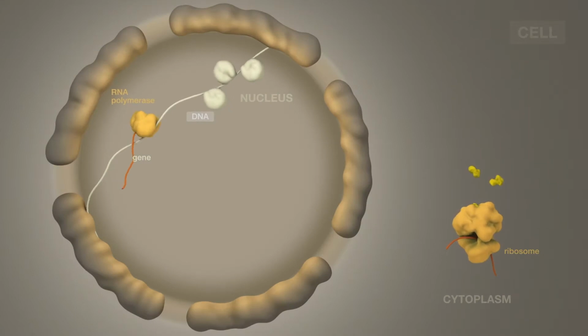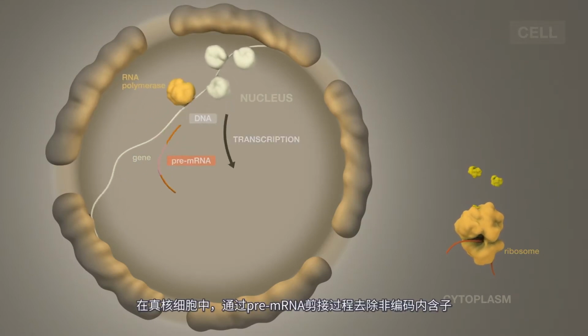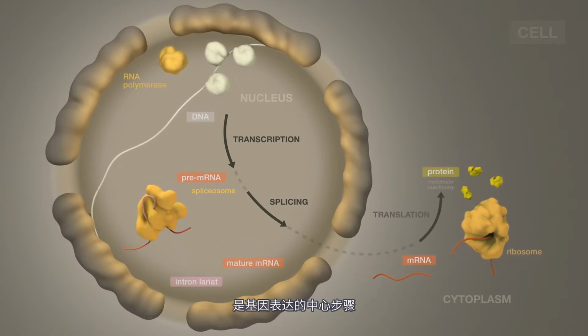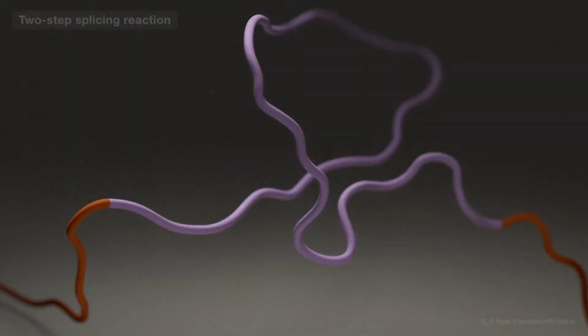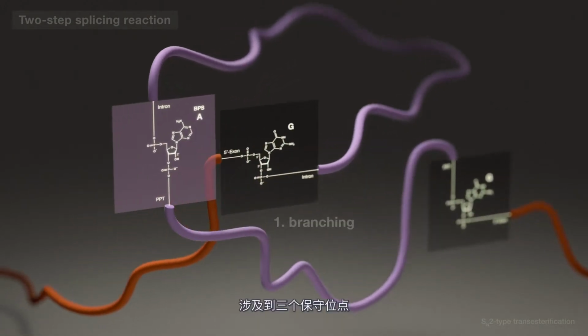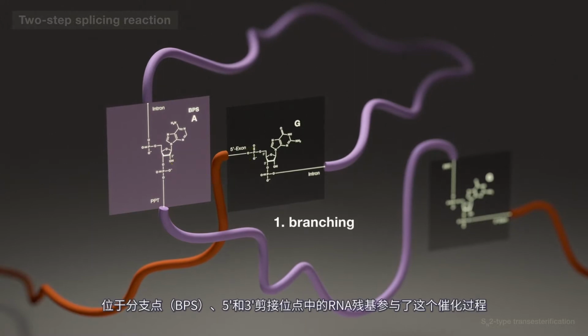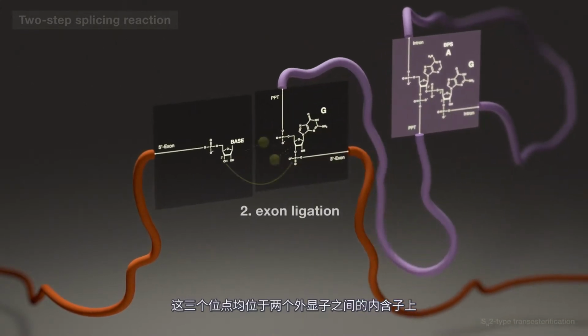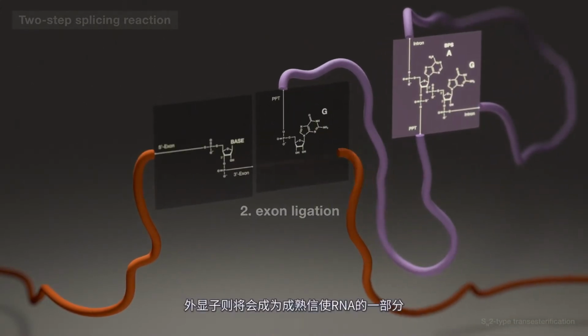The process of splicing genetic information is like editing a take, much like joining pieces of magnetic tape or projection film. In cells, pre-messenger RNA splicing, the removal of non-coding introns, is a central step in gene expression. Splicing is a two-step chemical reaction and involves conserved RNA residues of the branch point sequence and the 5' and 3' splice sites found in the intron between two exons that will become part of the mature messenger RNA.